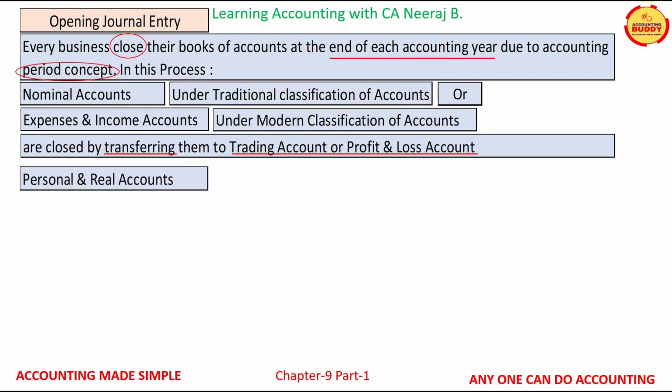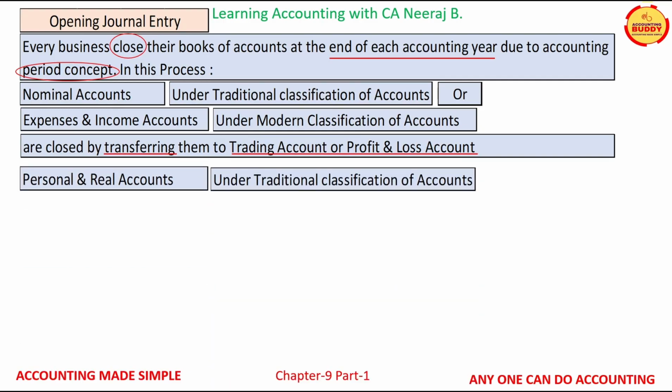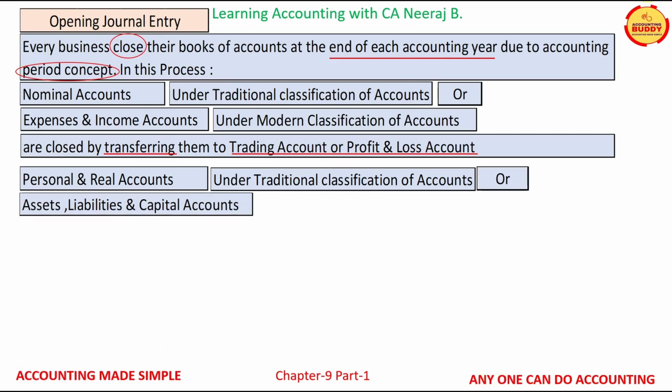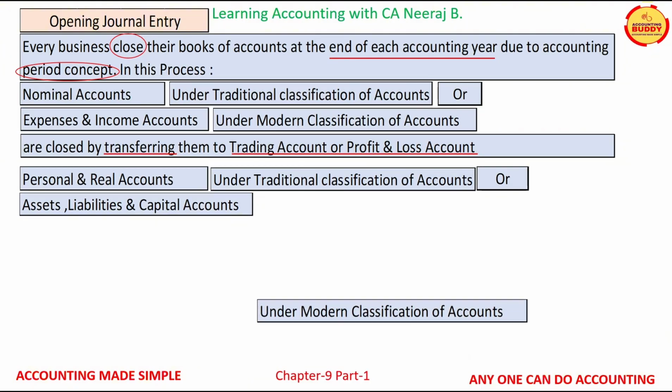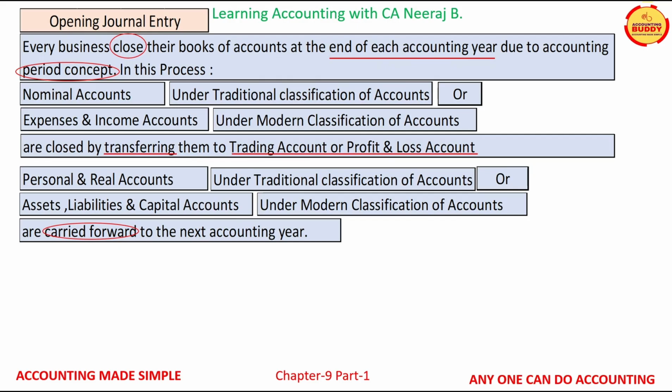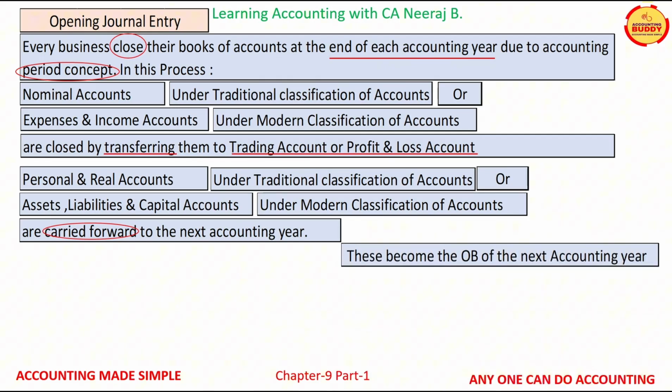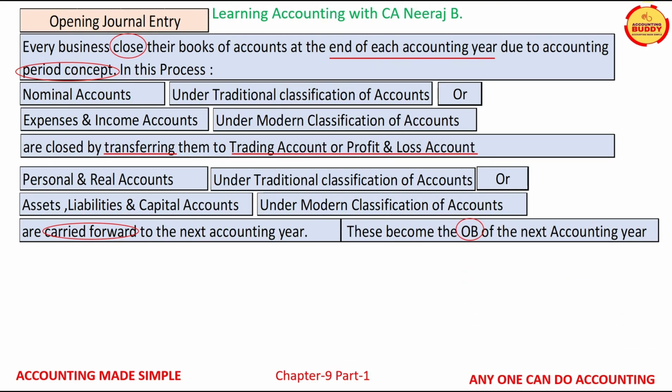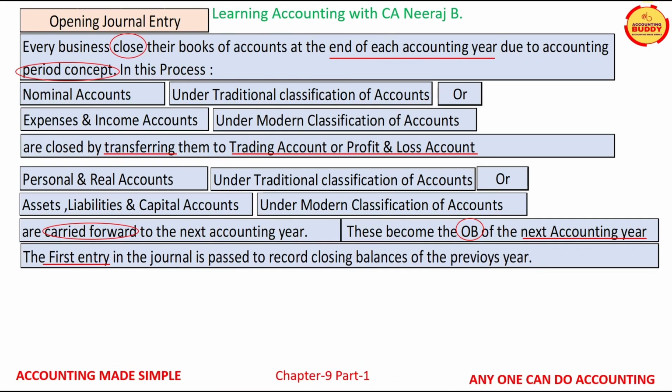Whereas personal and real accounts under the traditional classification of accounts, or we can say assets, liabilities, and capital accounts under the modern classification of accounts, are carried forward to the next accounting year. These become the opening balance of the next accounting year. The first entry in the journal book is passed to record the closing balances of the previous year, and it is called the opening journal entry.